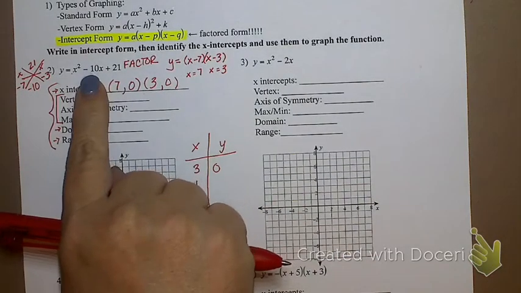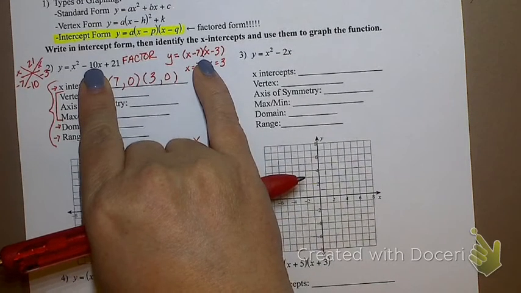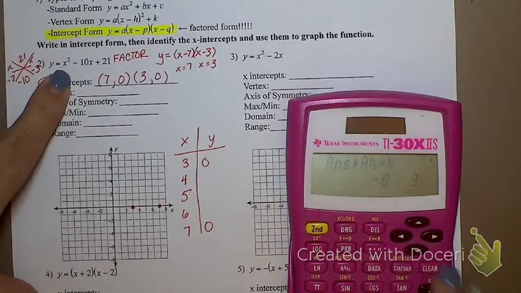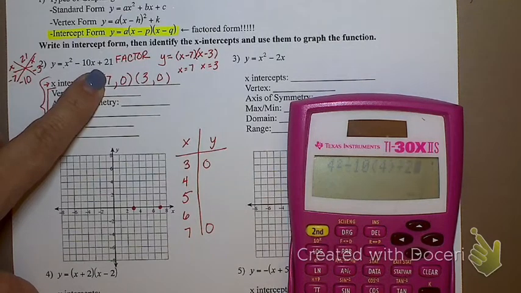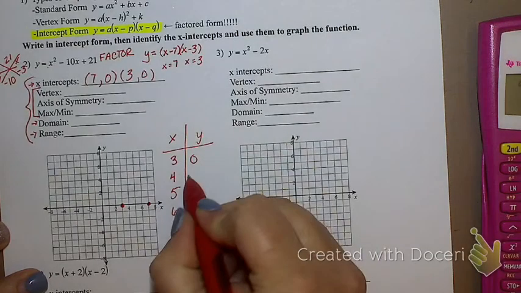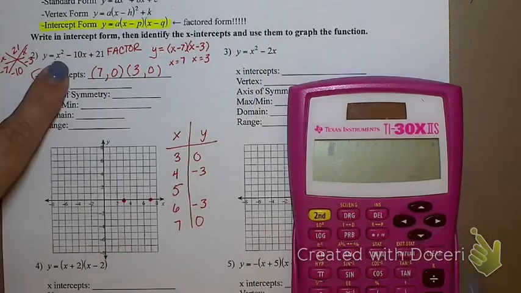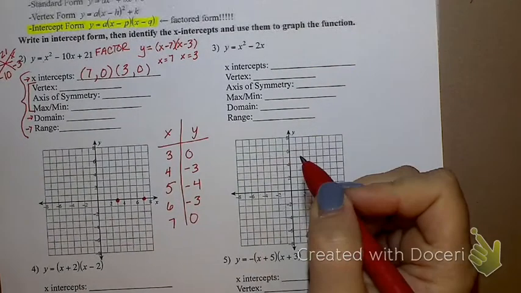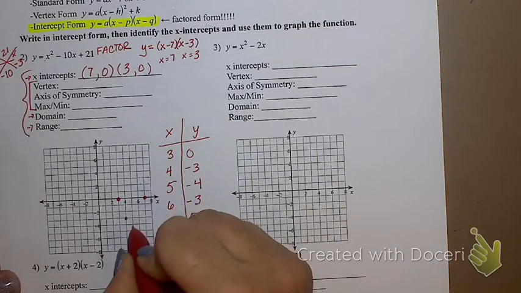Now, do I plug it in here at the original standard form or the intercept form? It doesn't matter. Actually, you can plug it into either place and you'll get the same answer. So if I plug it in, I'm going to plug in 4. I'll do it to the original one just for kicks. 4 squared minus 10 times 4 plus 21 is negative 3. And that mirror image means this is also going to be negative 3. And then finally the 5, 5 squared minus 10 times 5 plus 21 gives me negative 4. Can I fill in the remainder of my parabola now? (4, negative 3), (5, negative 4).